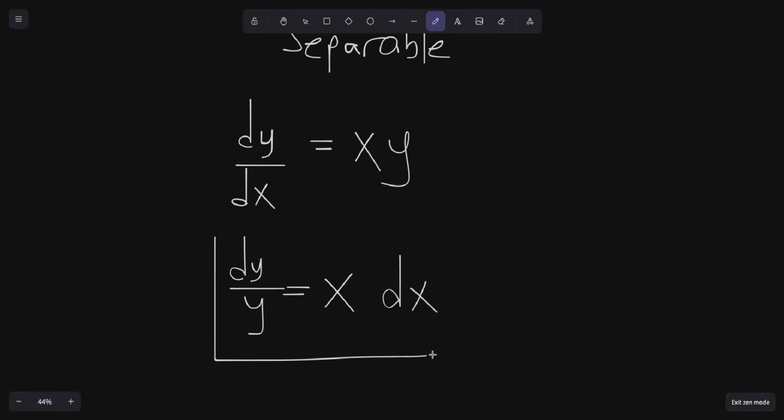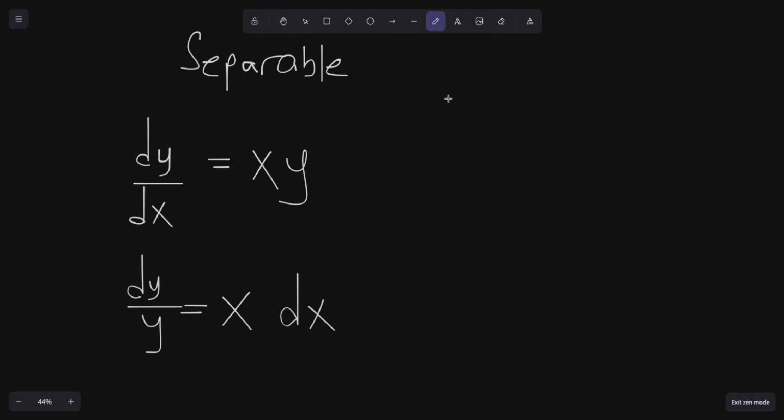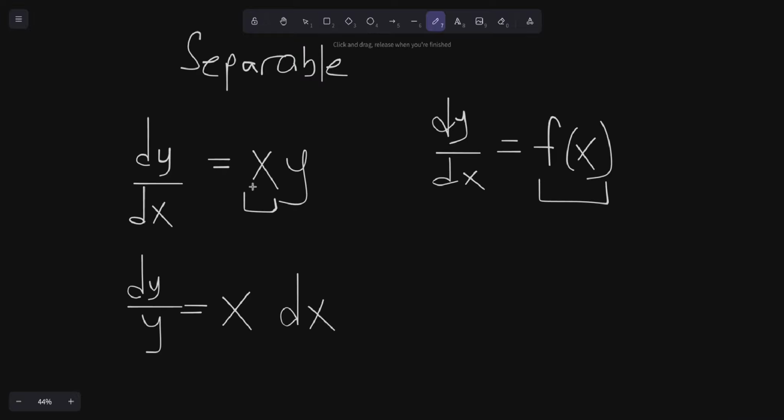Separable differential equations are when you can get all the y's on one side and all the x's on the other side. The general form is dy over dx equal to some function of x, which I can call f of x. In this case, f of x would be this x right over here. And this f of x is multiplied by some function of y, which I can call g of y, because g of y would be this y right over here. And I'm able to separate the function of x from the function of y.